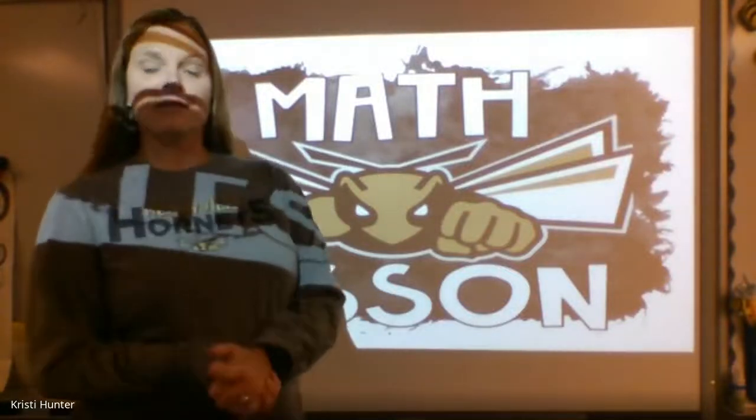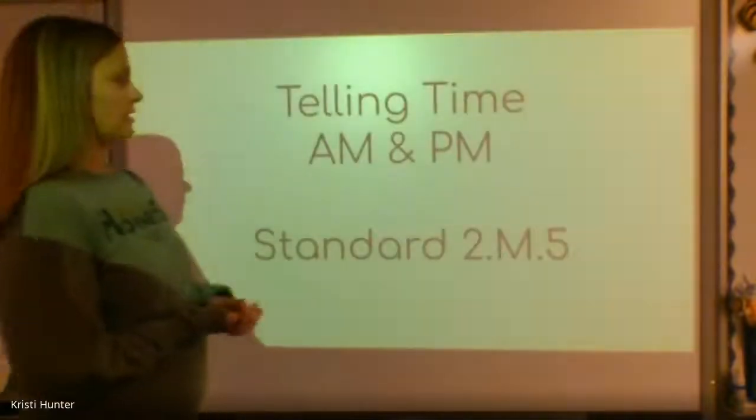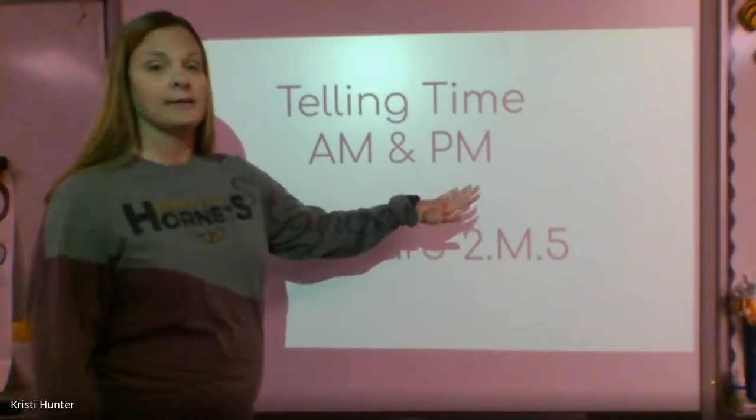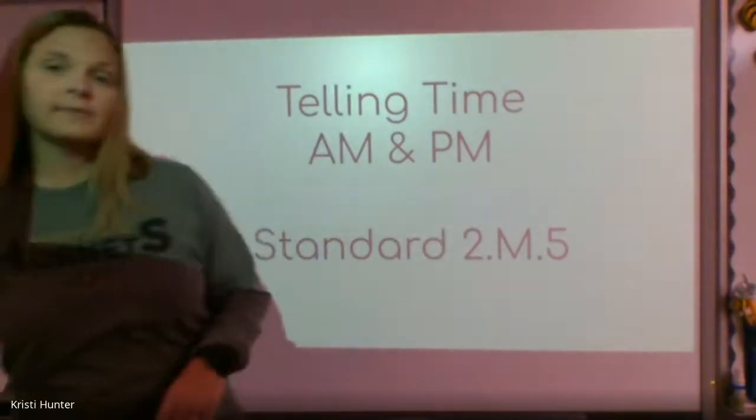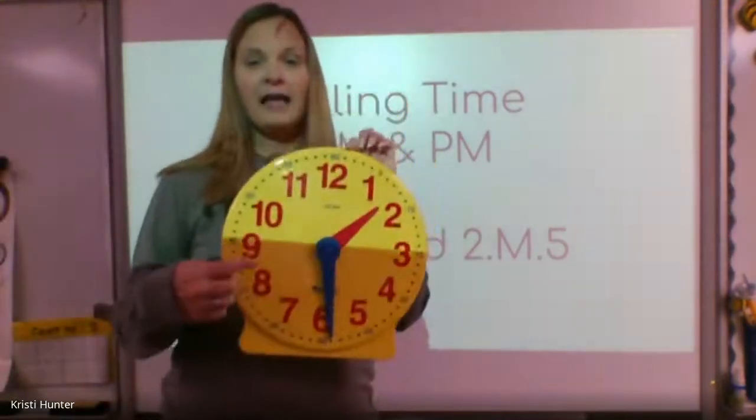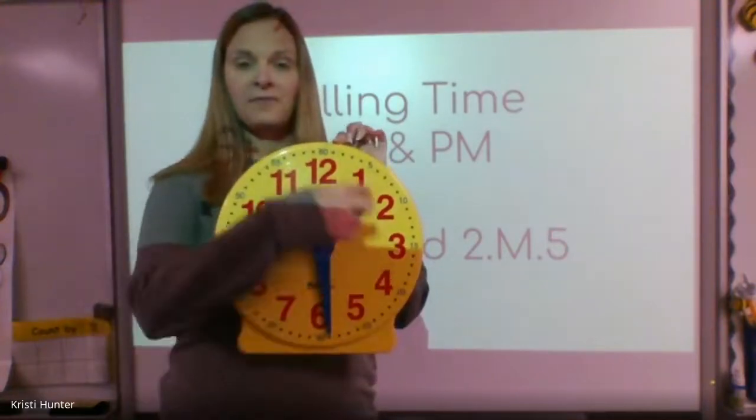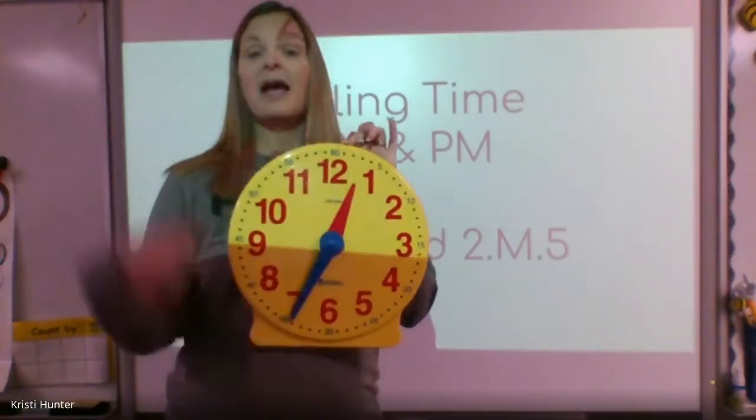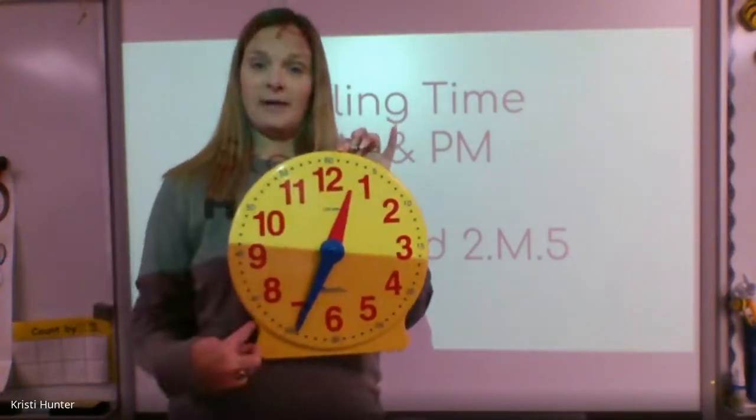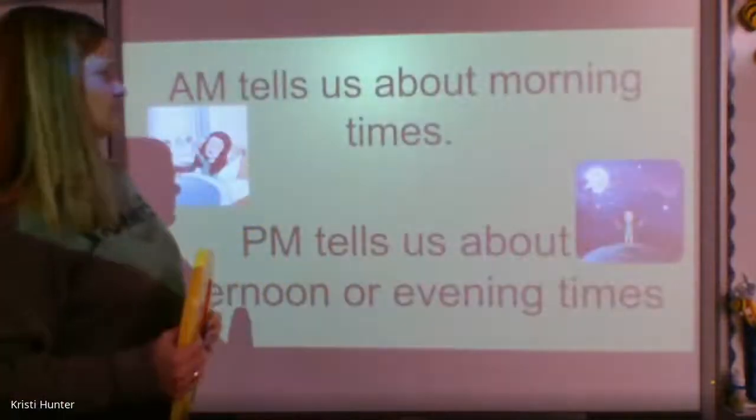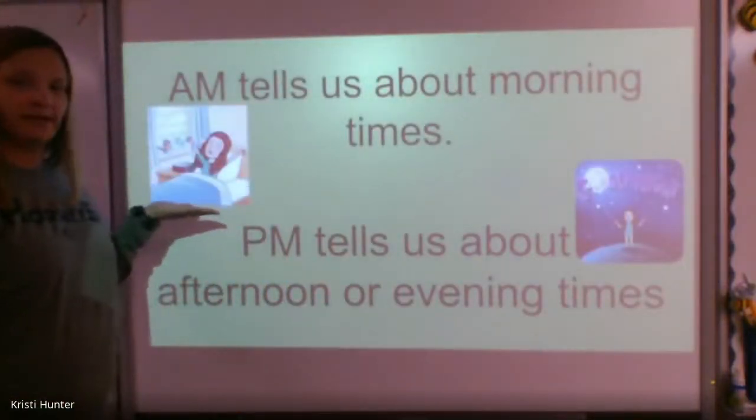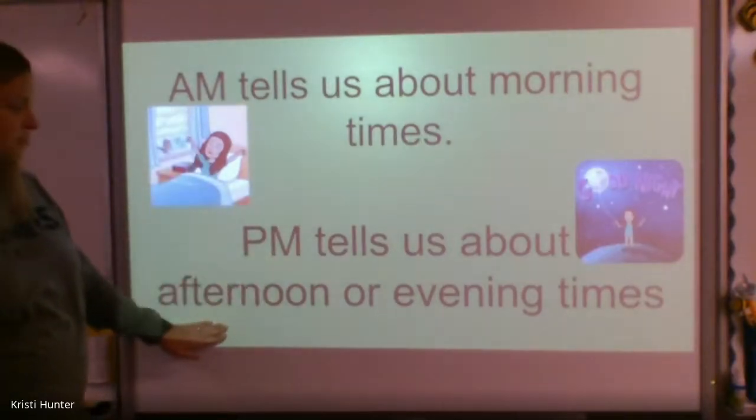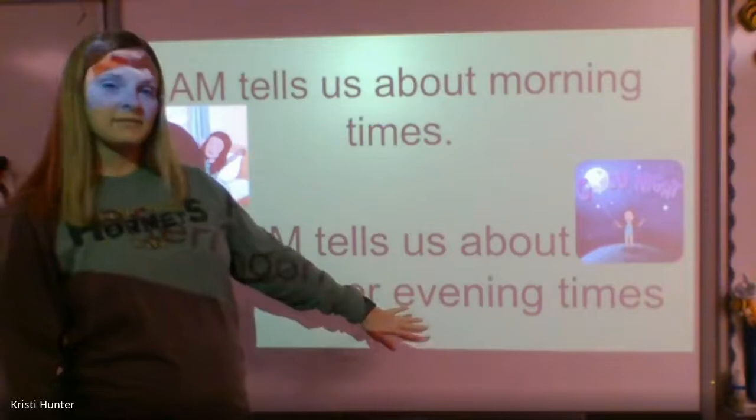All right, for our math lesson today, we are going to be working on telling time in the AM and PM. So when we look at a clock, look at my clock right here, I have 12 different numbers on it. Well, there are 12 AM times and 12 PM times. So we say an AM time tells us about the morning. Okay, and the PM times tell us about the afternoon or the evening.